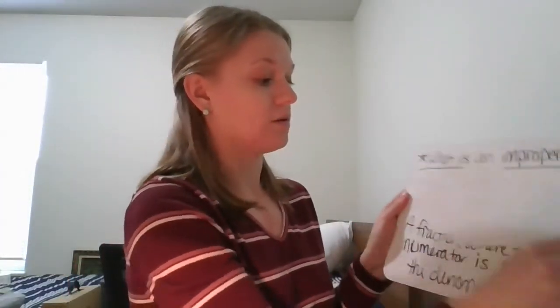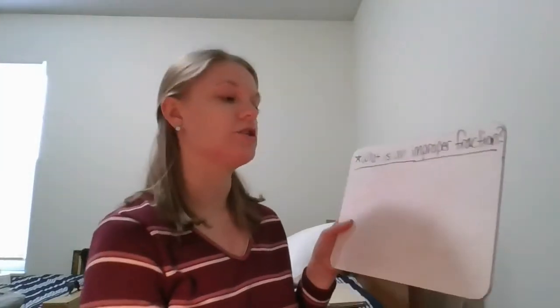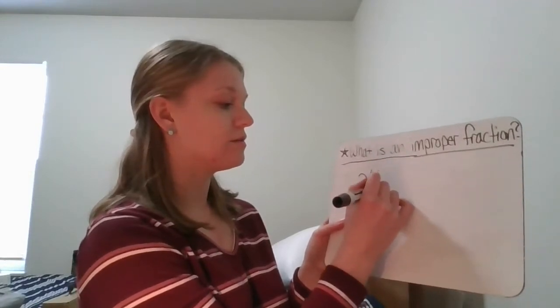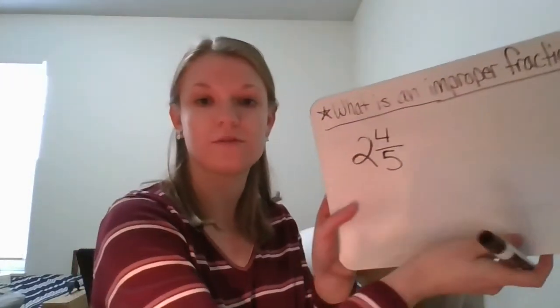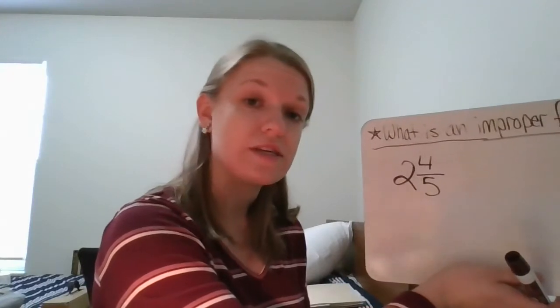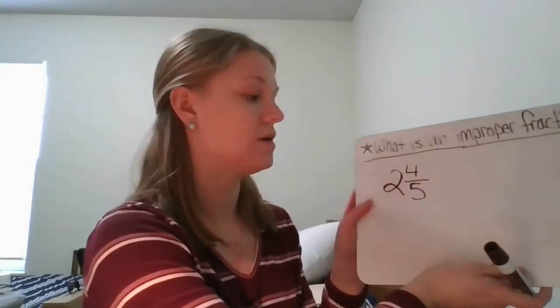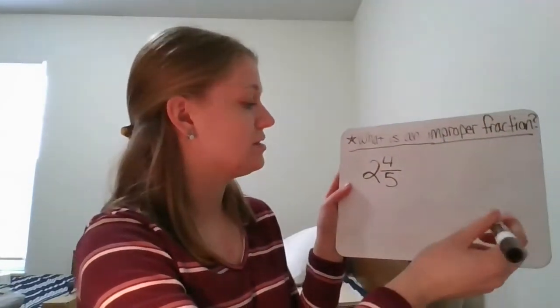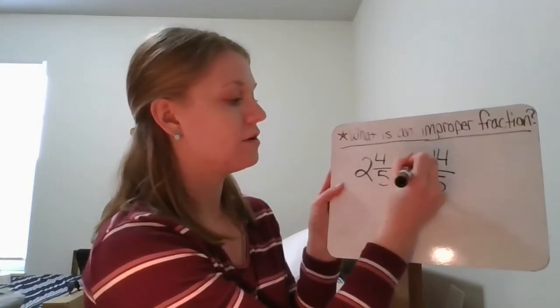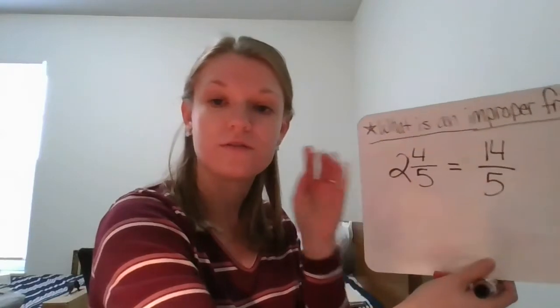Okay, so let's go ahead and start out with our first example, which is to take a mixed number and make it an improper fraction. And so let's start out with the easy one. Let's do 2 and 4/5. Now, what I'm going to do is write the answer, and I want you to see if you can figure out how I got that answer using what you have here. Okay, so our answer is going to be 14 over 5. So 2 and 4/5 equals 14 over 5.